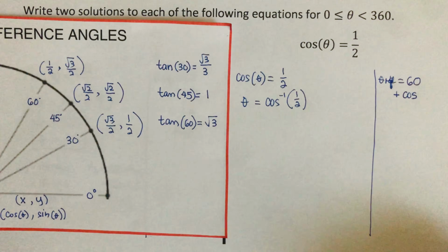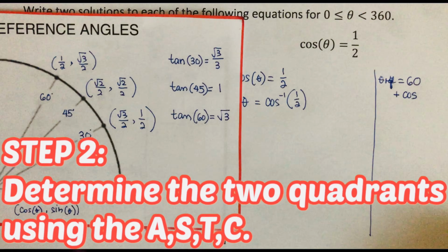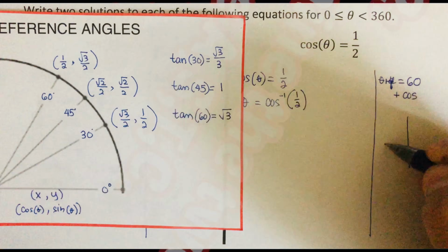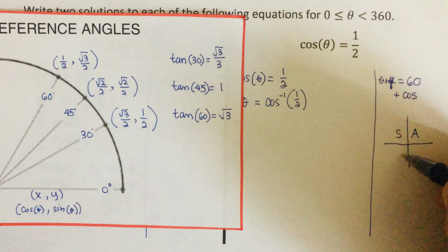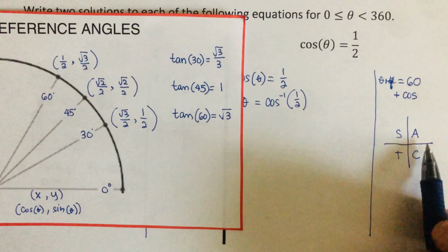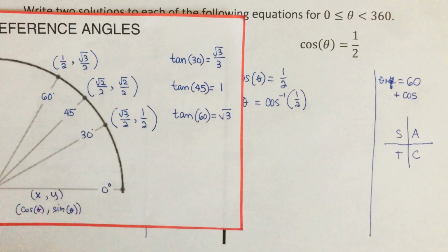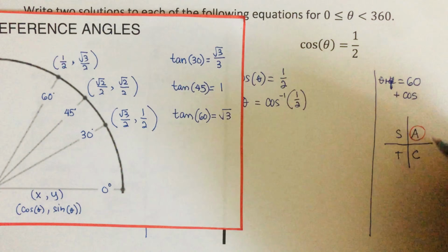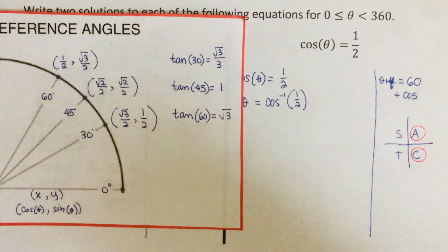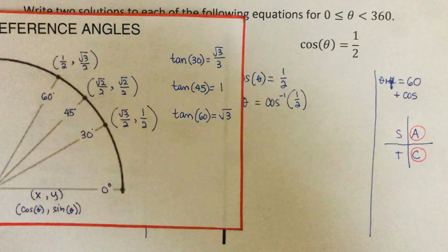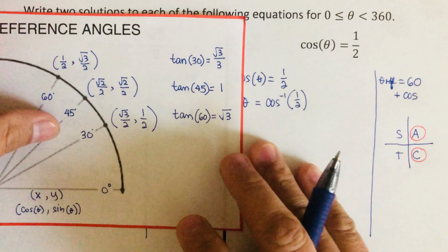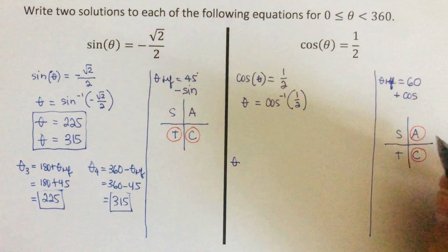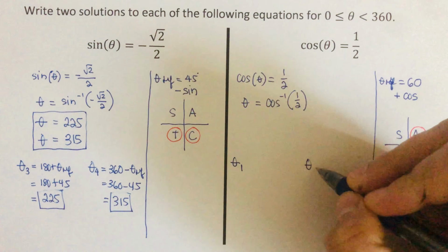So then we go ahead and move on to the second step. Determine the quadrant using the all students take calculus. So then I'm going to draw the 4 quadrants here. That's all students take calculus. So we're looking for the quadrant that has a positive cosine. So the positive cosine would be here. All are positive and the cosine is positive. So that means this is on the first and fourth quadrant. So I can go ahead and write that up here. So that would be theta 1 and theta 4.